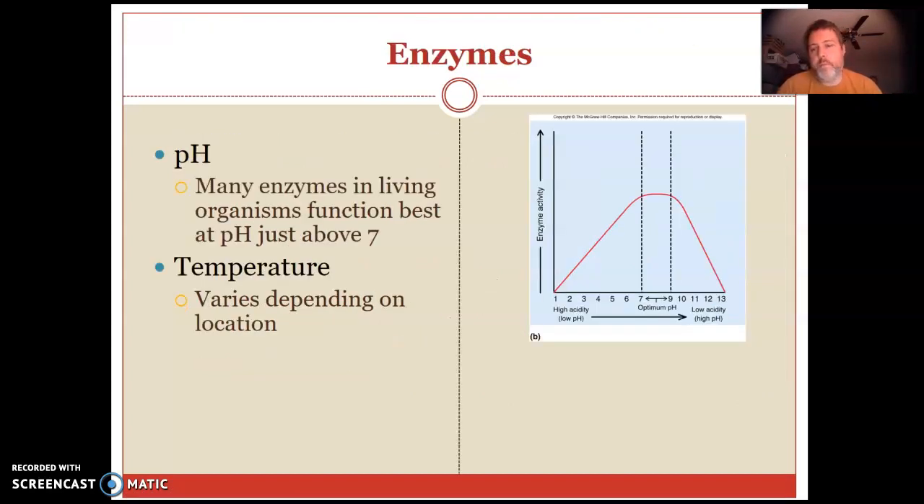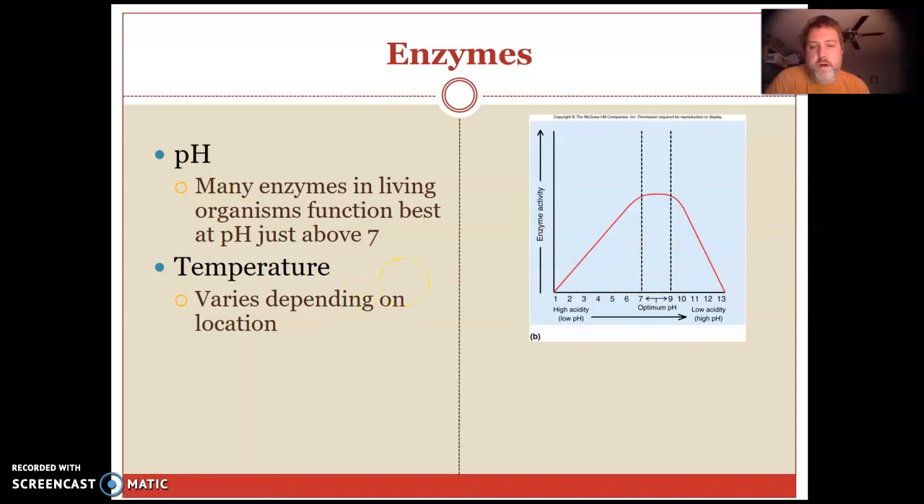Most enzymes in living organisms function at a pH just above 7. For humans that makes sense. We're right around 7. Our blood pH is right around there. So yes, it'll function outside of that range. You can see this one here, even down to pH 2, which is very acidic, you still see a little bit of function there. But there is an optimum range where this is going to operate.